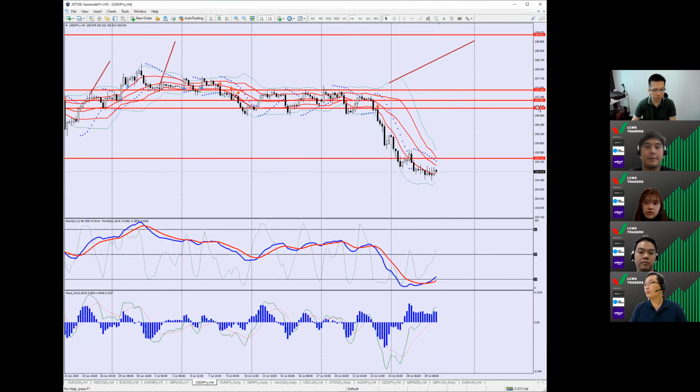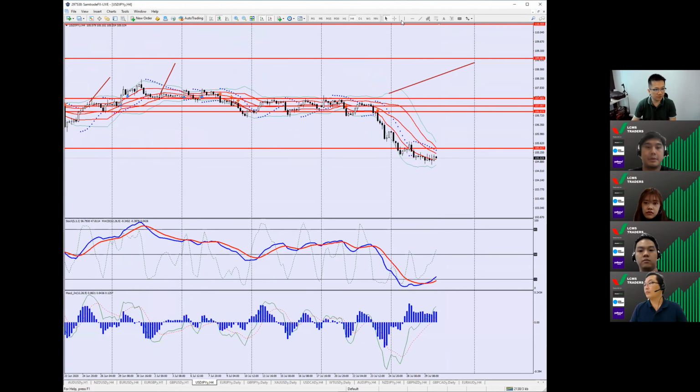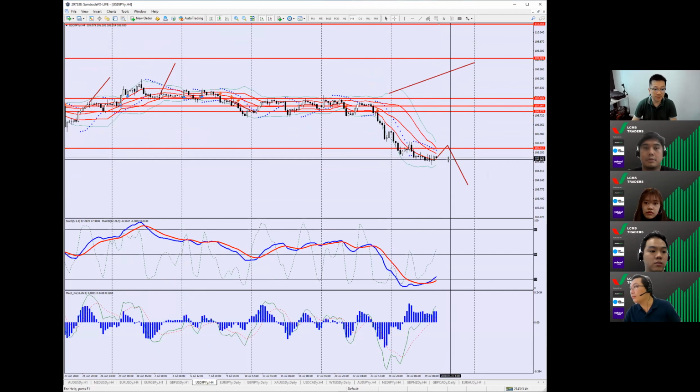Let's look at an H4 time frame. At this point, I think that we could see the US yen come back, test the 105.50 level, and then possibly from there come back down again. This is where I would be more interested in the US yen.